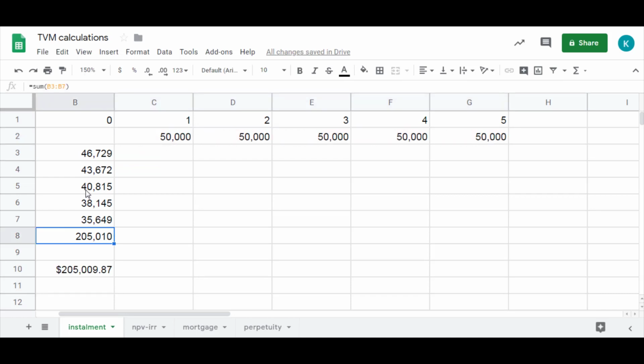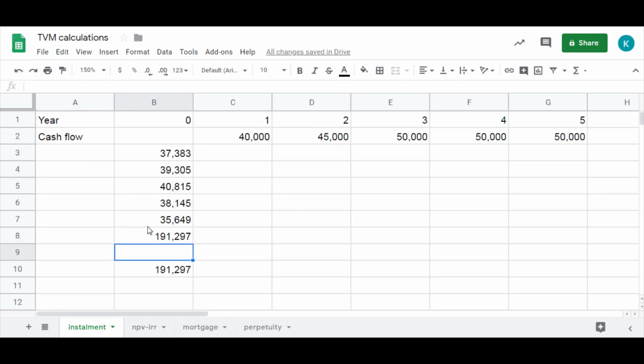And it returns exactly the same result as our manual calculation on top. I could change the numbers here to 40,000 and 45,000 as before. And as you can see, the output reflects the revised present value calculation from before. So you could use this formula to calculate the present value of any stream of cash flows using just one simple line here. I'll show you the formula in case you're interested in what this looks like.